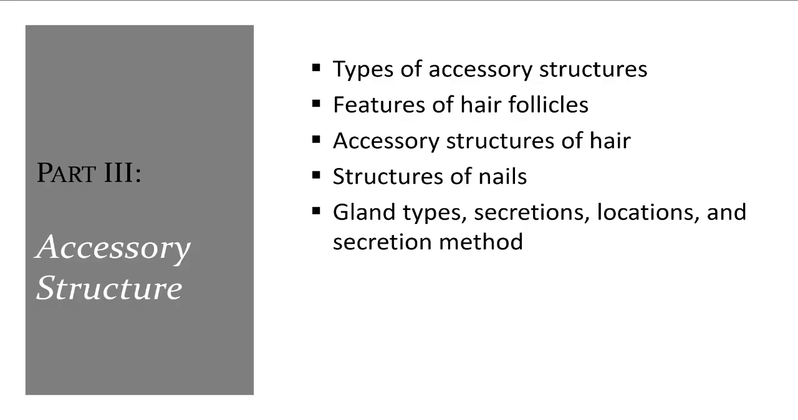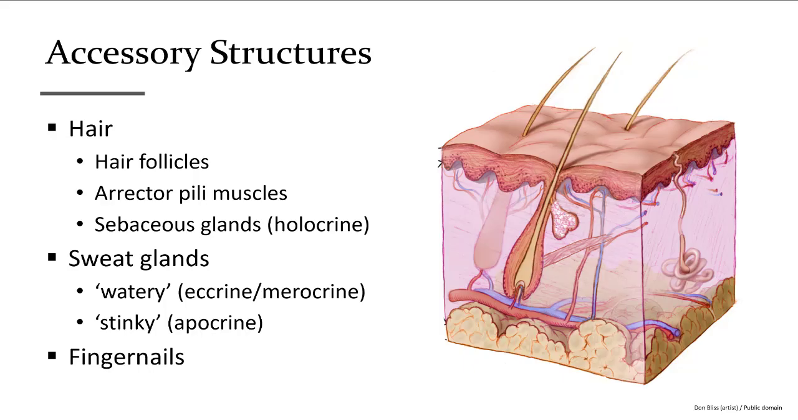Accessory structures. Well, these are other parts that are still part of our skin, like hair, sweat glands, and fingernails. And although we've talked about these before as being part of epithelial tissue, in order for them to stay anchored in our body, they're actually found in the dermis, but they're made of epithelial tissue.